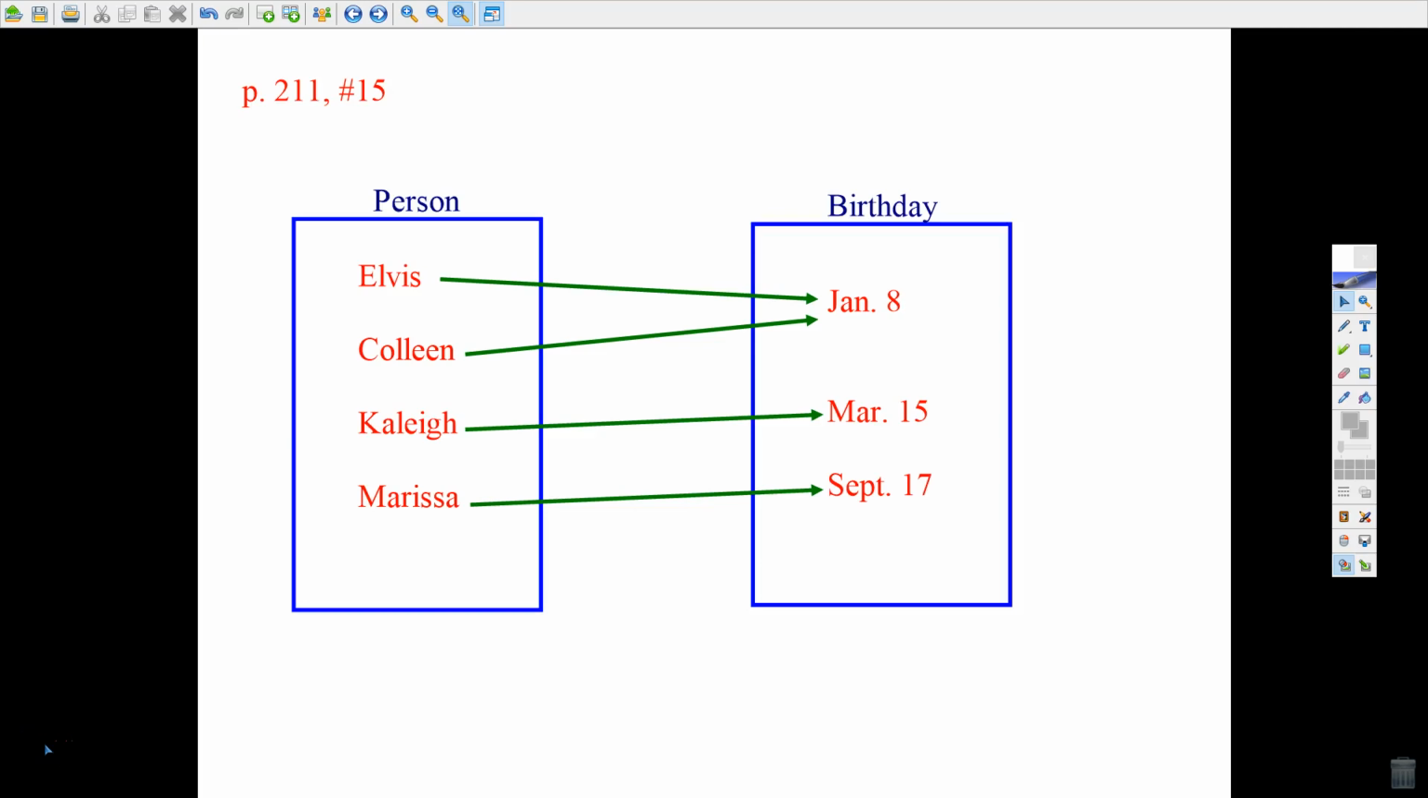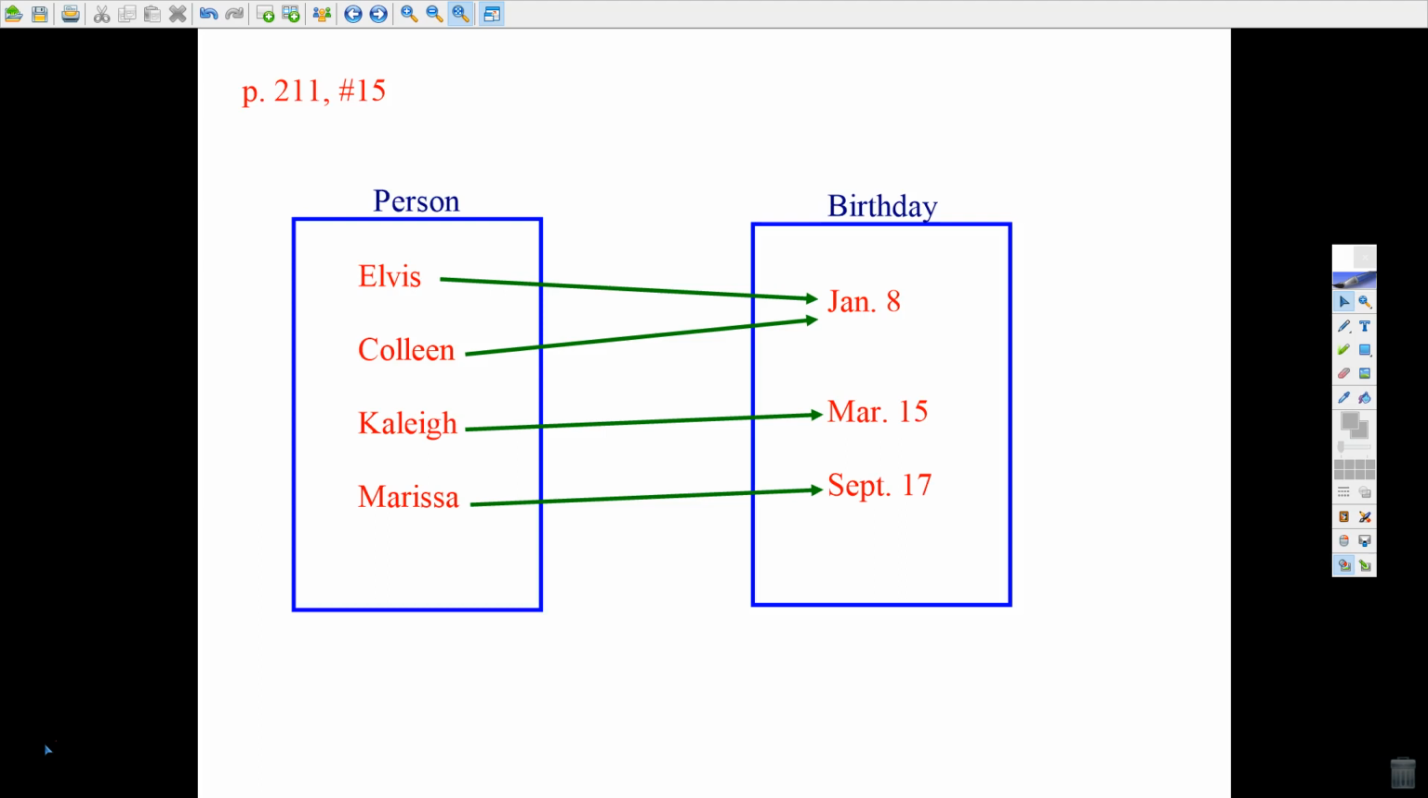So we start a new chapter today. We're going to be spending quite a bit of time on functions, and this is kind of an introductory lesson on what a function is, how do we identify whether or not we do have a function or not. So let's just take this first example. This is number 15, as you can see on page 211.